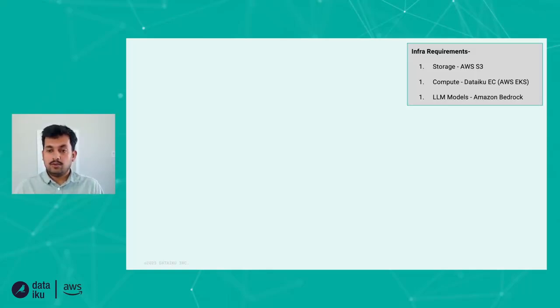Then I need to do some text pre-processing to clean the data and create the corpus that we'll create embeddings for. I'm going to use Dataiku Elastic Compute, which is powered by AWS EKS. I also need access to LLMs, both embeddings and chat completion models, so I'll be connecting to Amazon Bedrock. Let's see how we can do that.